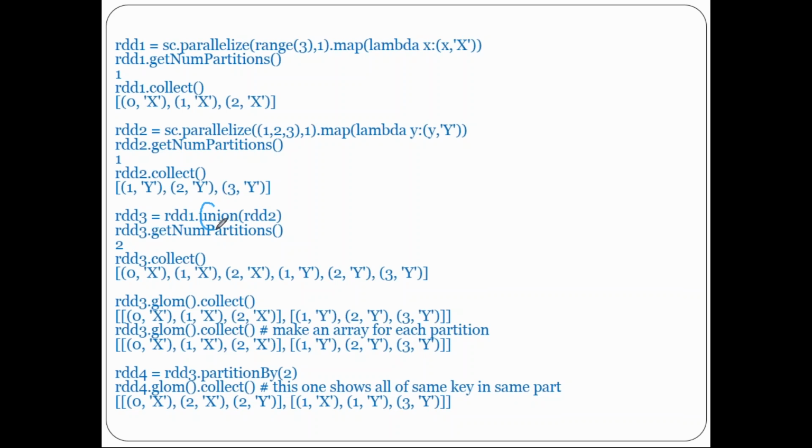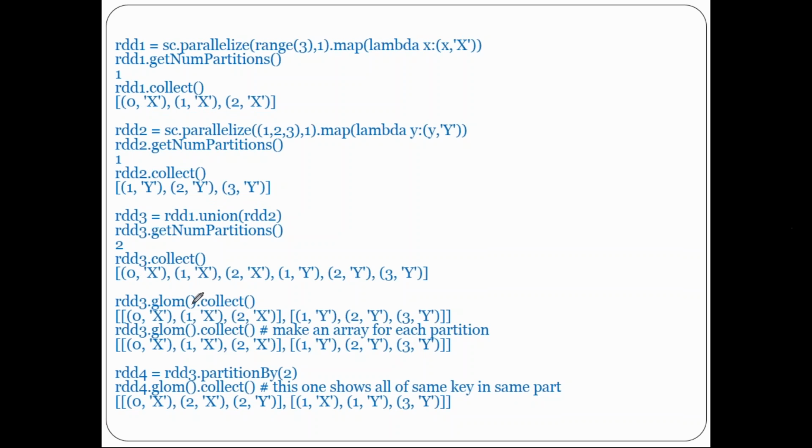Now you are joining. While joining, you'll get two partitions. Because as I told you, your parent RDDs have one partition as a parent RDD and one partition as a parent RDD. At max, you'll have 2. Minimum, you'll have 1. That's what I told you also. So when you union, what you'll have? You'll have 1, 2, 3, 4, 5, 6. So 0 comma x, 1 comma x, 2 comma x. 1 comma y, 2 comma y, 3 comma y. That's what it has done.